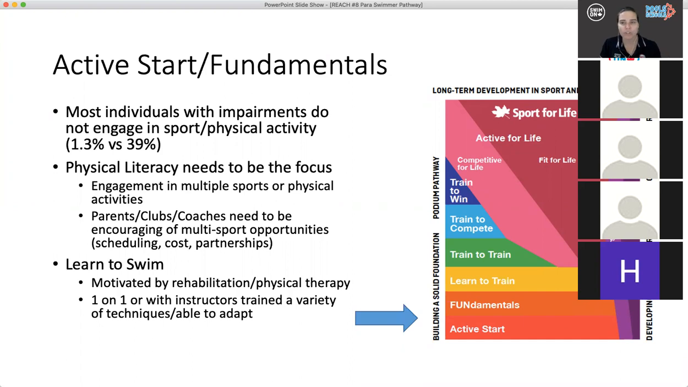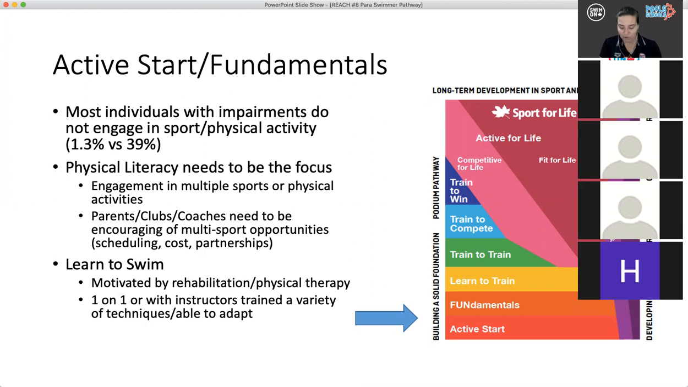So how do we adapt it for someone who has a visual impairment? How do we adapt it for someone who has a spinal cord injury? How do we adapt it for someone who has weakness? And so the truth of the matter is most of our Learn to Swim programs are run by younger individuals who don't have much exposure to working with individuals with impairments. So how do we address that?